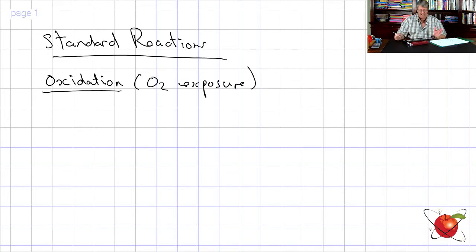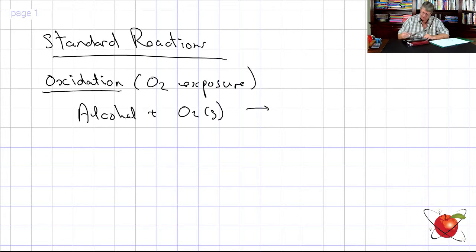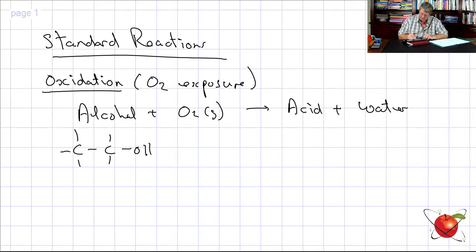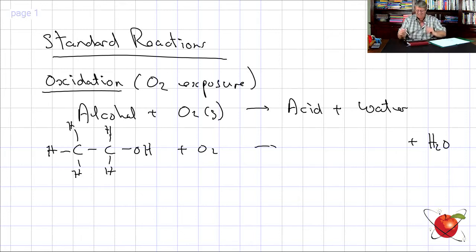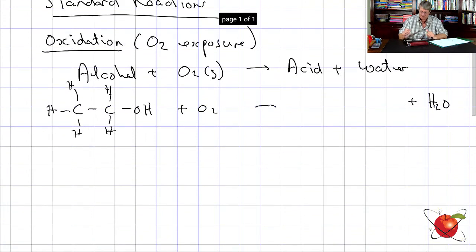What is actually happening here is I have got an alcohol. I am going to do a standard one: an alcohol plus oxygen gas goes to an acid plus water. It's a standard reaction. So let us take ethanol, and here we go. There's our alcohol, plus we're going to add O2, we're going to form an acid, and we're going to form water.